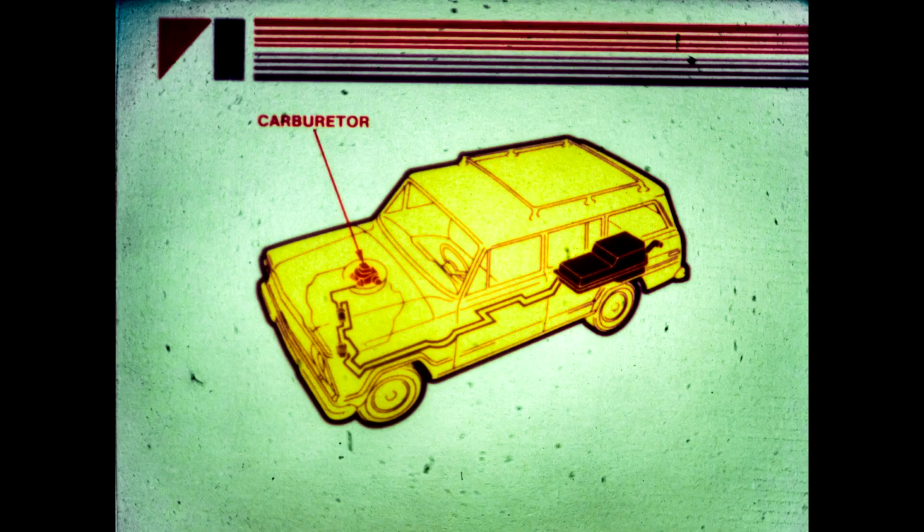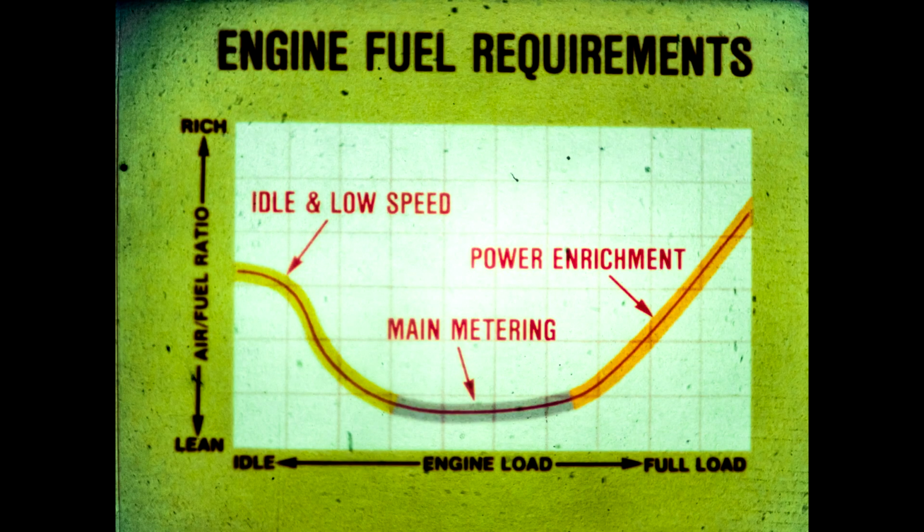The carburetor is the last and perhaps the most important part of the fuel system. Its primary function is to properly mix and deliver fuel and air to meet engine requirements under different driving conditions. This graph shows engine fuel requirements for idle and low-speed operation, cruising, called main metering in the carburetor, and power enrichment for high-speed or full load operation. The carburetor automatically leans or enriches the air-fuel ratio to meet these operating needs.